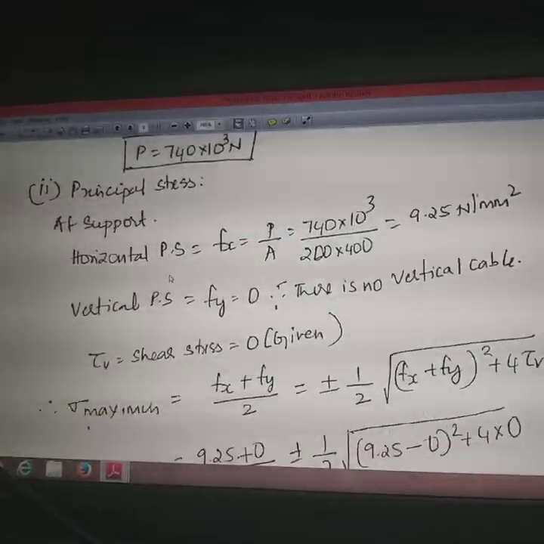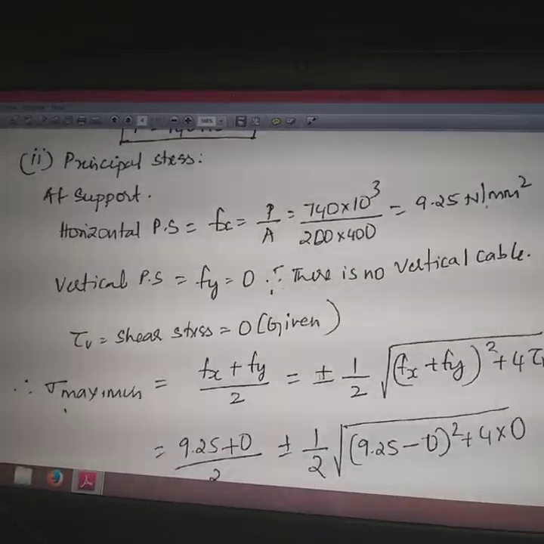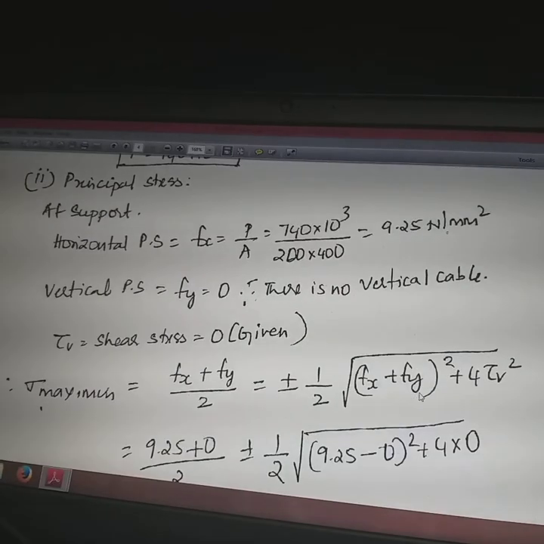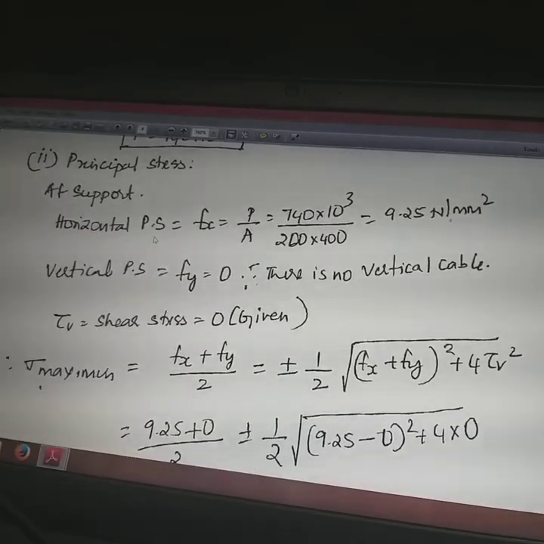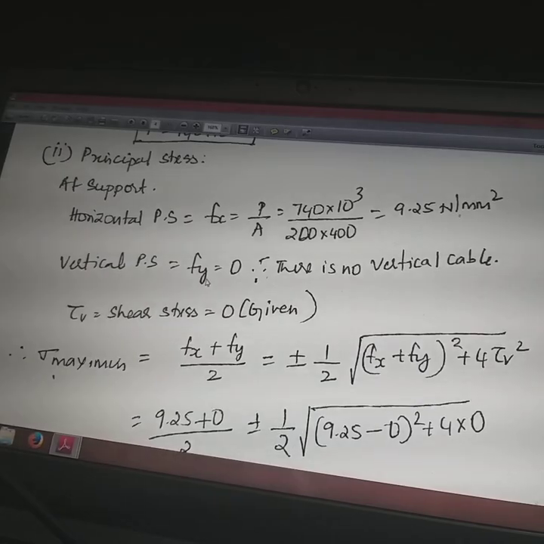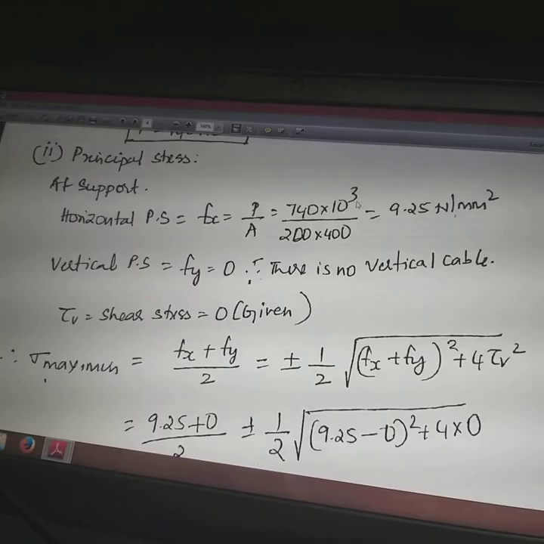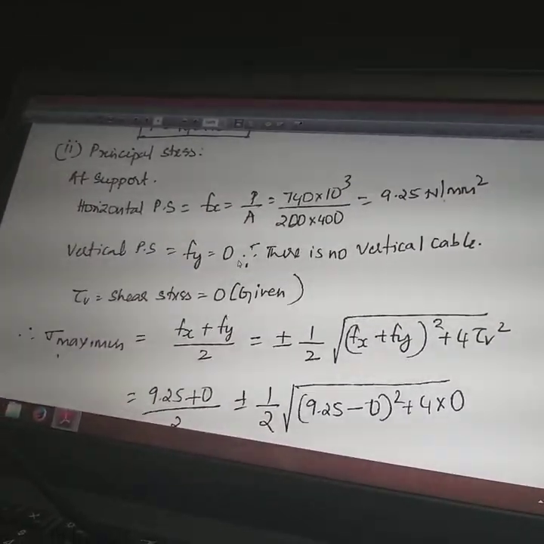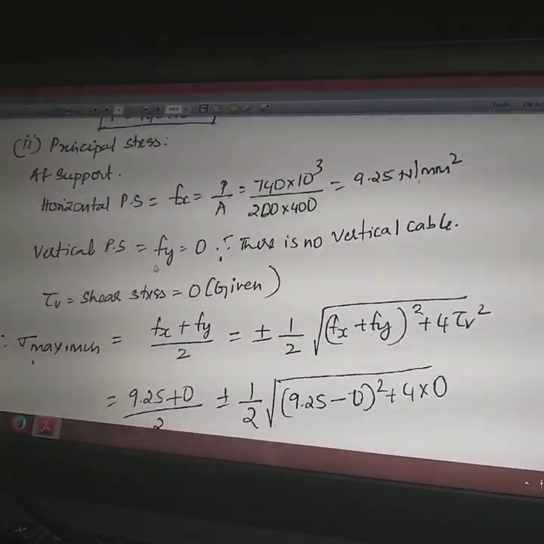Okay, next, principal stress. It is given with the equation sigma max, min is equal to (fx plus fy) by 2 plus or minus half root of (fx minus fy) whole square plus 4 tau V square. This is from your basic strength of materials. So fx and fy: fx is nothing but the horizontal pre-stress, fy is nothing but the vertical pre-stress. Fx, it is a general equation, sigma is equal to P by A. So P by A you will get fx. Fy, because we are pre-stressing only in the horizontal direction, we are not doing any pre-stressing in the vertical direction. Therefore fy is equal to 0.